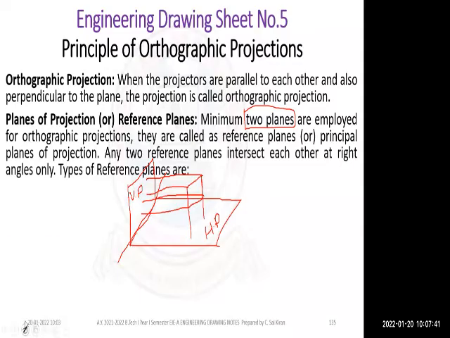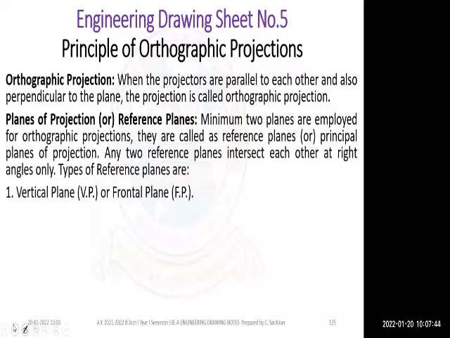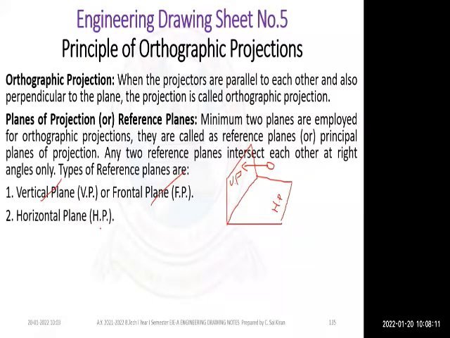So there are different types of reference planes. One is vertical plane or frontal plane, because if you see the front, this is your vertical plane. This vertical plane is the front of the object. This is the object, and this is the front of the object. It is called the vertical plane, VP, or frontal plane, FP. This we call HP. The next plane is the horizontal plane, HP.